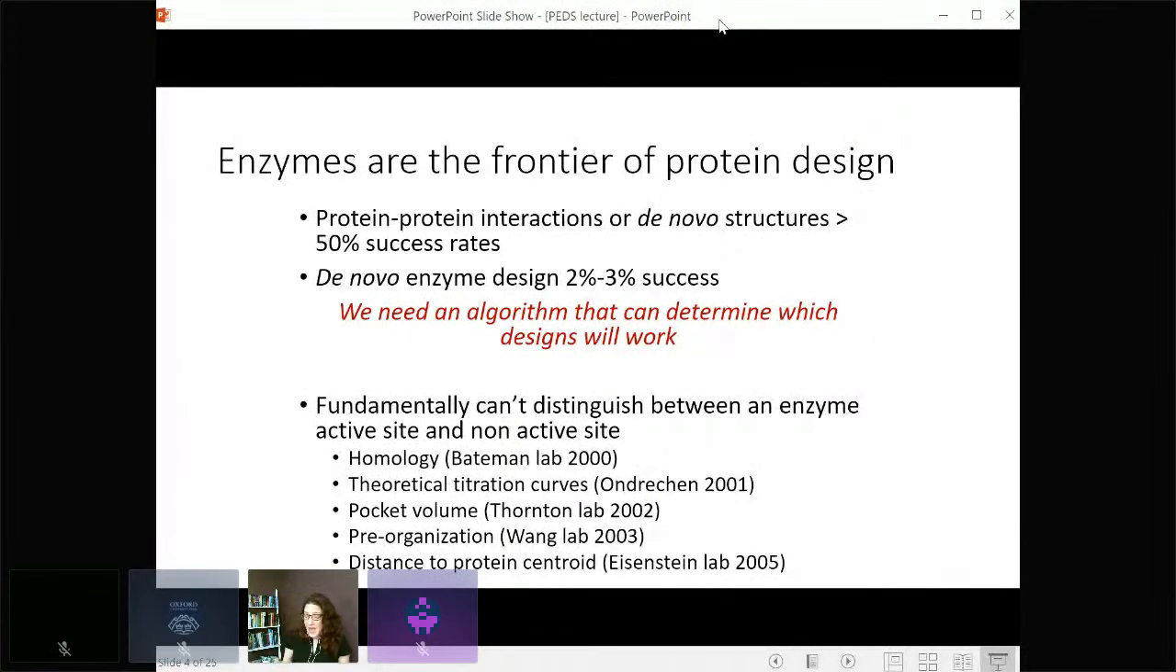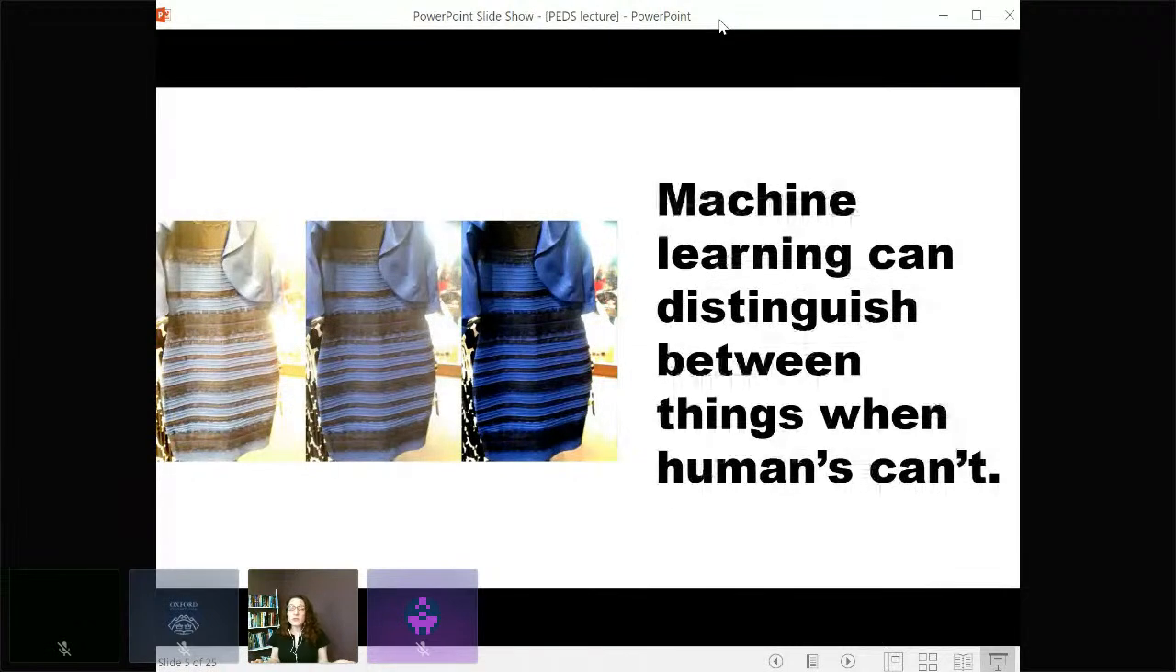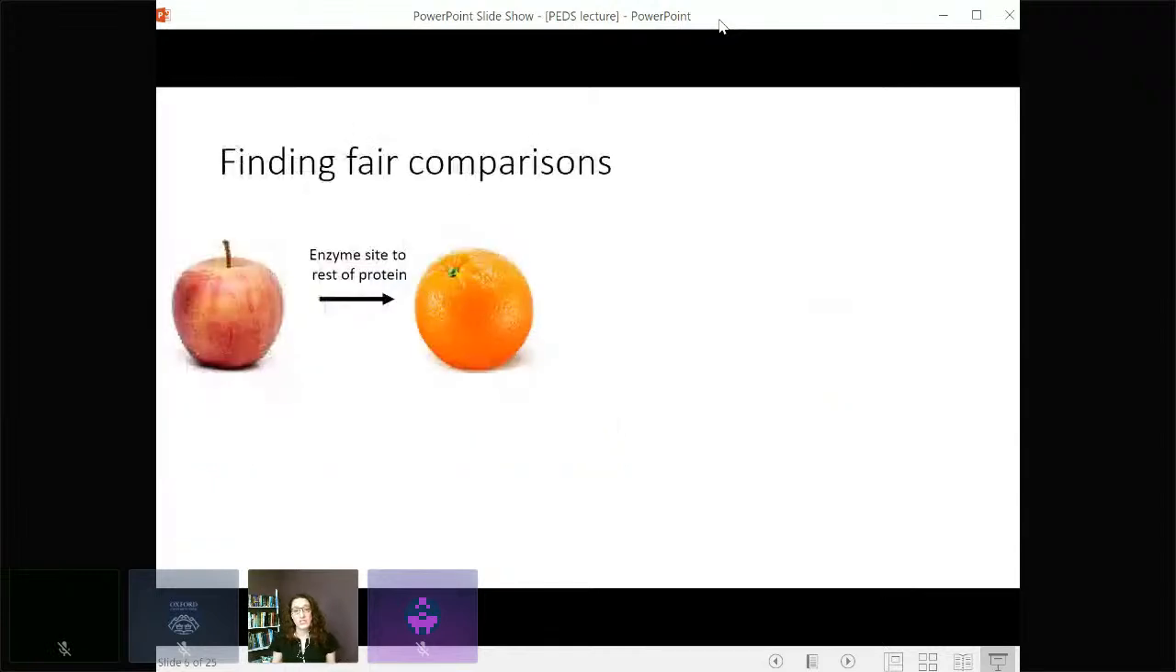And humans in general are not great at seeing things, right? And so we said, what if we use machine learning? Machine learning can distinguish between things when humans can't. So if we were going to set up a machine learning algorithm to distinguish between enzymatic and non-enzymatic, then you really have to pick the right question.